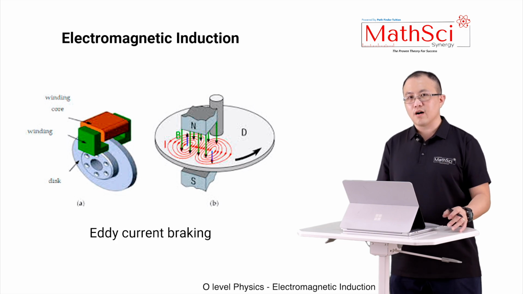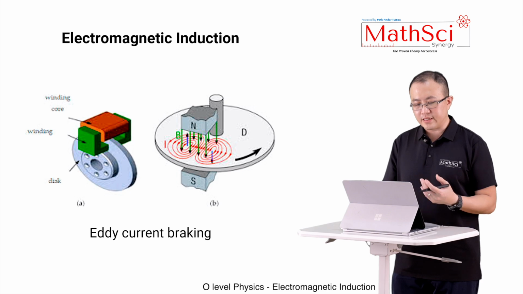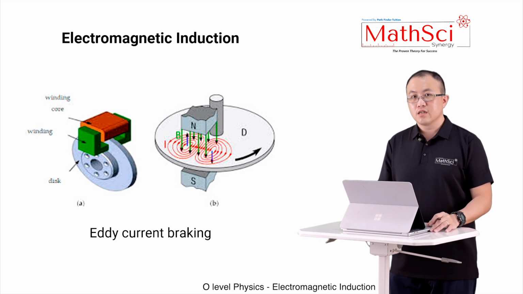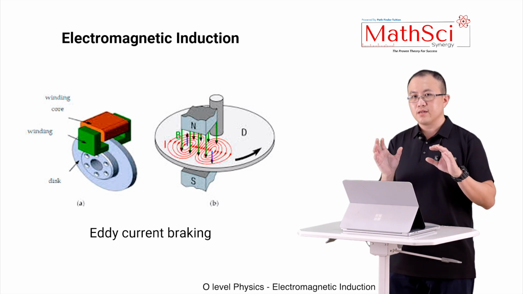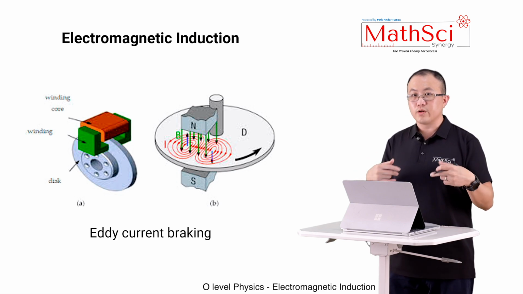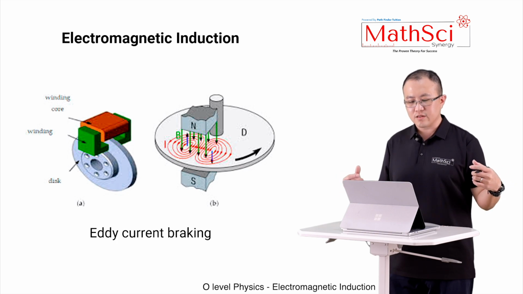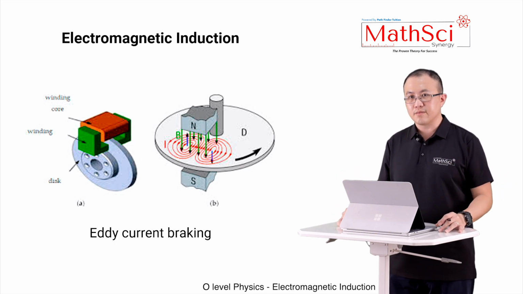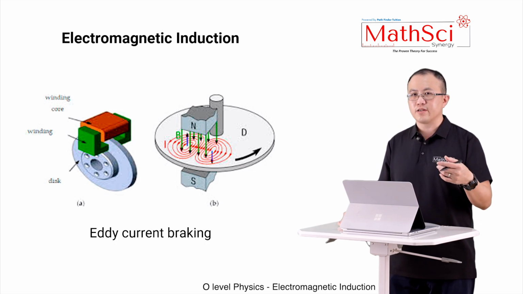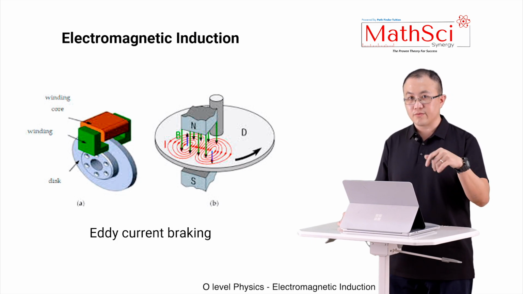Okay, an example of using Lenz's law is eddy current braking. It's very common in machinery and cars that whenever the wheels rotate, there is a disc attached to the axle. This rotates within the electromagnet. If the electromagnet is on, the disc will be cutting the field, thereby creating a force that opposes the motion of the rotation.